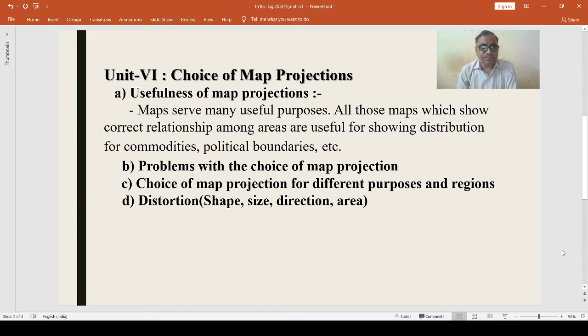As already revealed by the properties of map projection, the cylindrical projections are generally suitable for tropical areas.